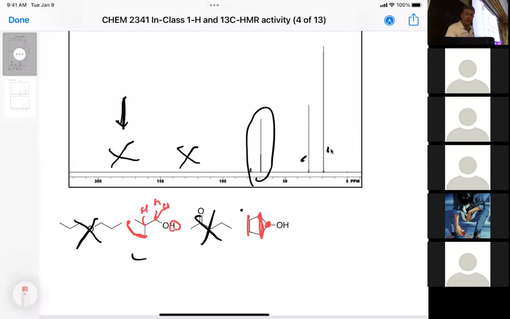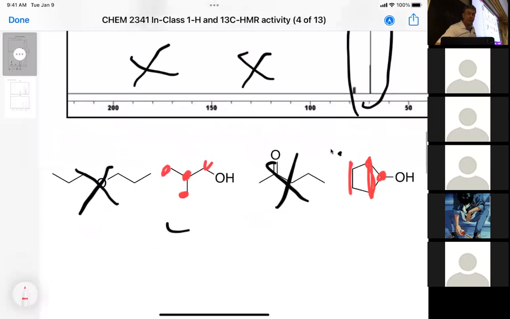Okay, let's see about this one over here. How many signals for carbon are we going to get? We're going to get 1 for those 2, 2 and 3. Oh, darn it. So we didn't do it the easy way. I guess we're going to have to do splitting. Okay, so let's figure out what our splitting patterns would be. And remember, we don't split through oxygen.